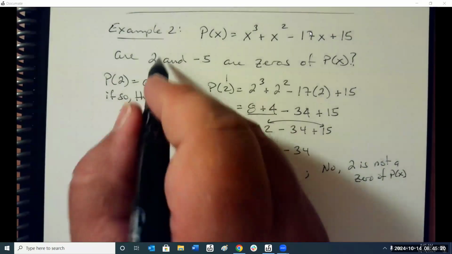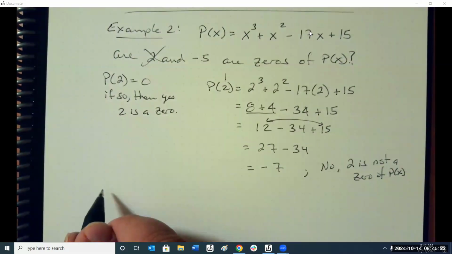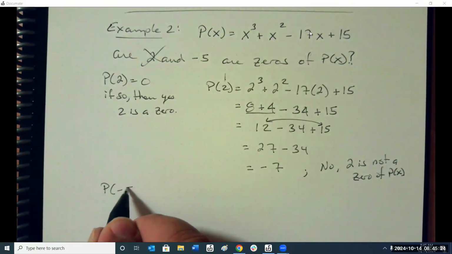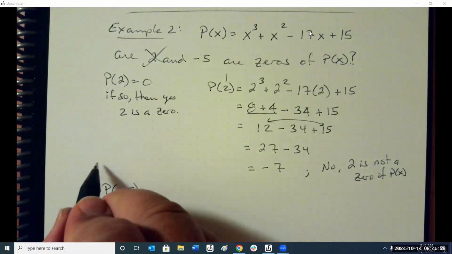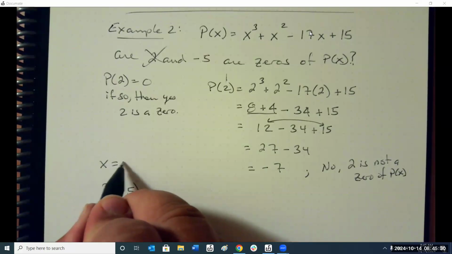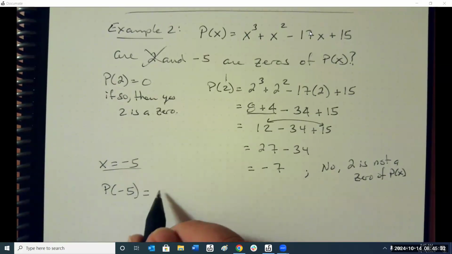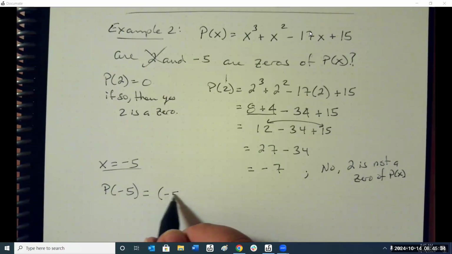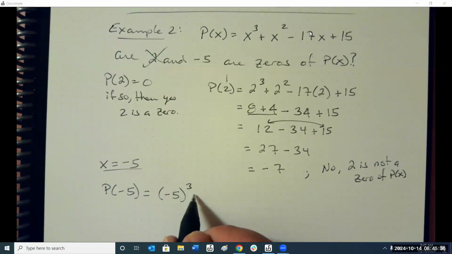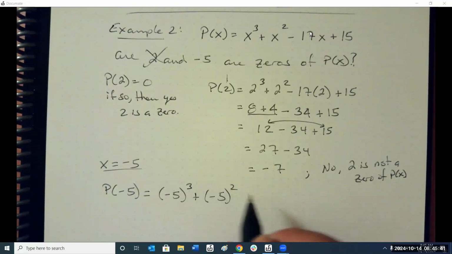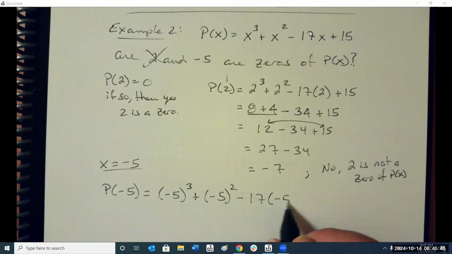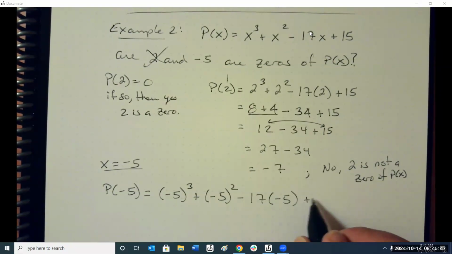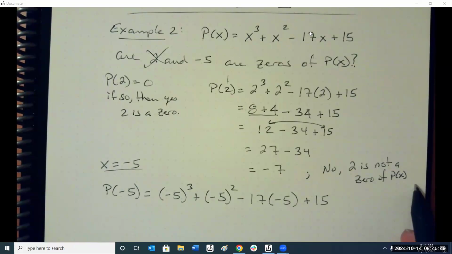How about the next one? I put -5. P of -5. X is negative. So we have (-5) cubed plus (-5) squared minus 17 times (-5) plus 15.